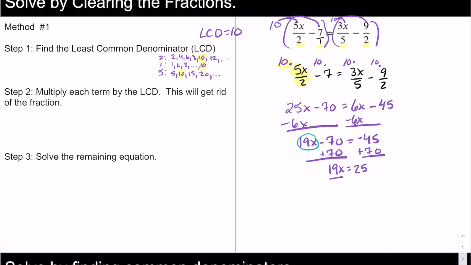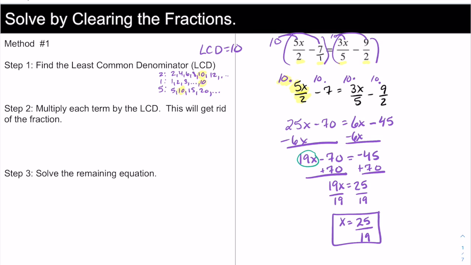And if we divide both sides by 19, we get 1x, or just x, equals 25 over 19. And we can leave that as an improper fraction. We could divide it to get a decimal approximation. So x is approximately 1.3.